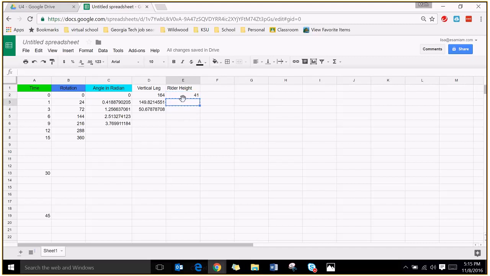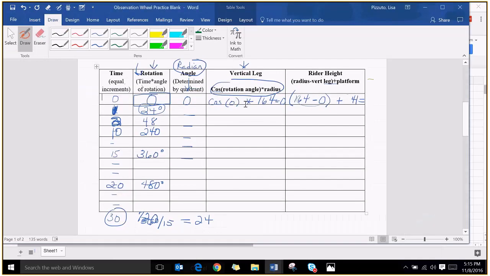So I do 164 minus D2, plus your 41 radius. Let me go back to this sheet and fix these formulas up, because I wrap my head around this better. The only thing that's not included in this column here is radians, so that's just a value that's actually in the Google Sheet.